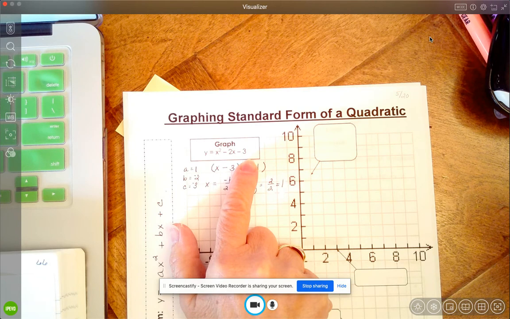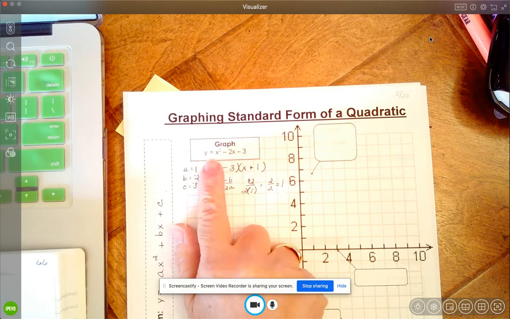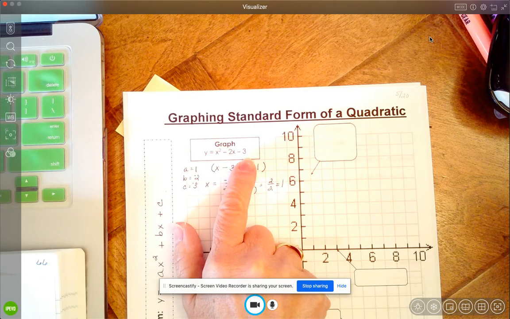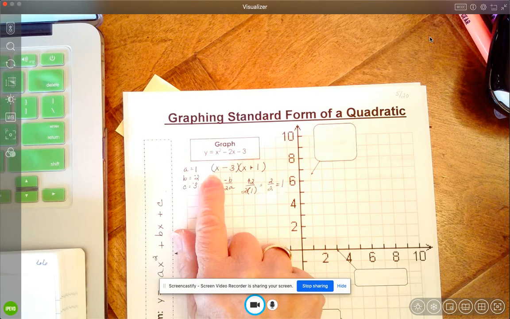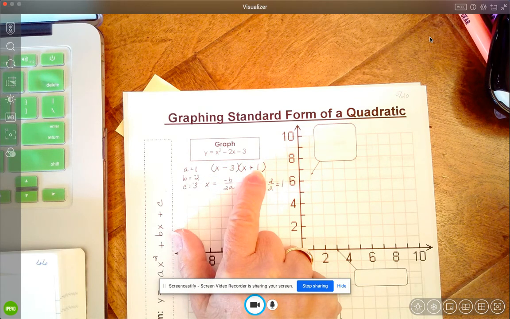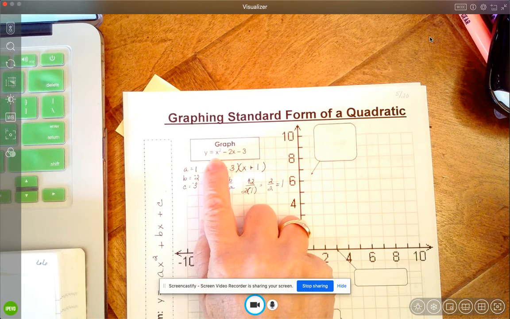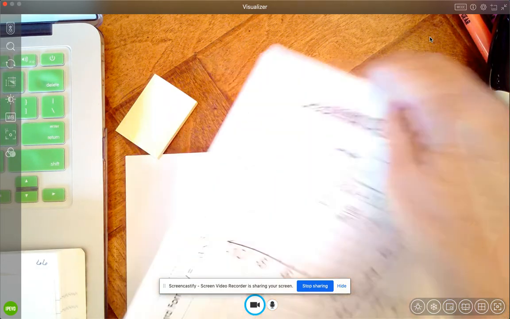Earlier this week we learned how to factor this, and I've already factored it. It is going to be x minus 3, x plus 1. I have identified the value in front of my leading coefficient because we're going to see this.